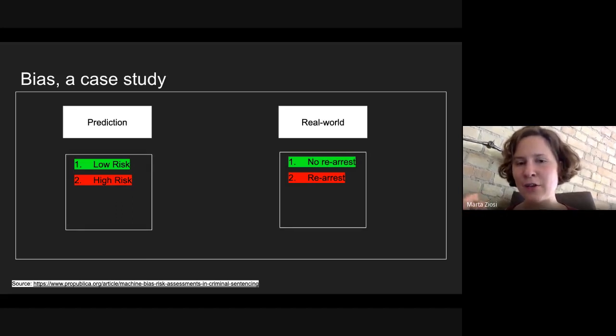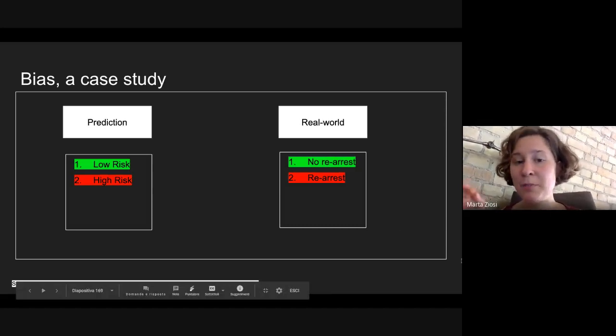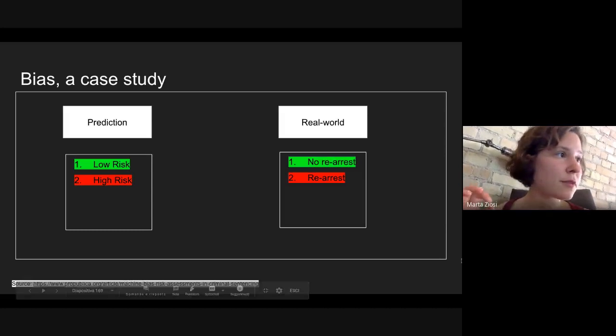Of course, the errors we can make: if we deem someone low risk in our predictions, and then this person goes on to get rearrested, we made an error. There's not a match. So the cross, basically, between low risk and rearrest. And if we deem someone high risk, and then this person does not get rearrested, that's also an error we made. So keeping this in mind, okay, what is COMPAS trained on?